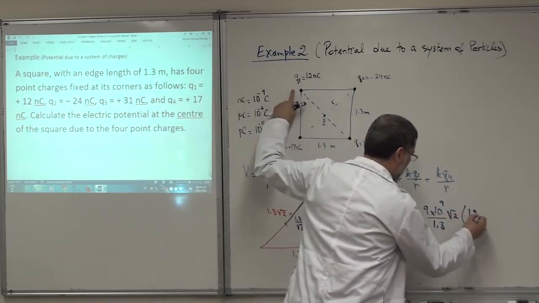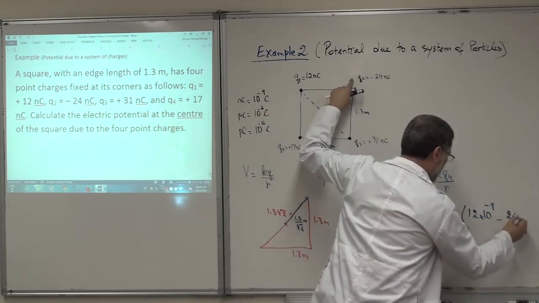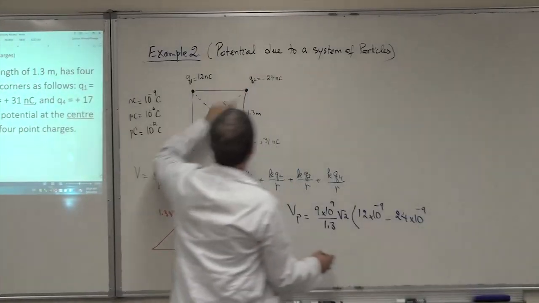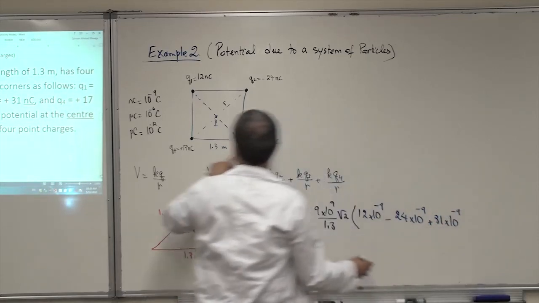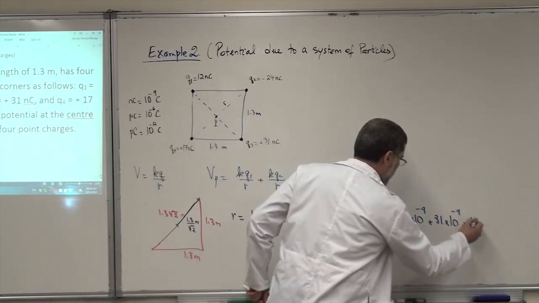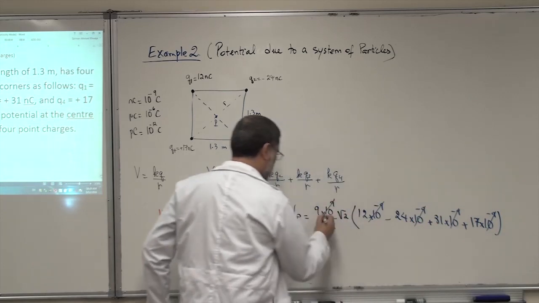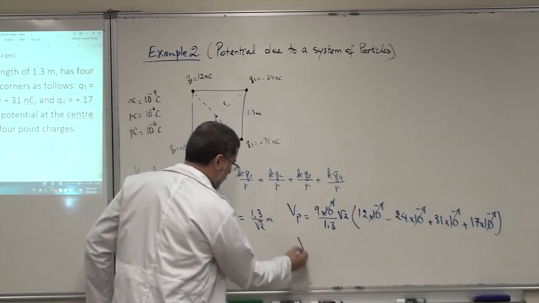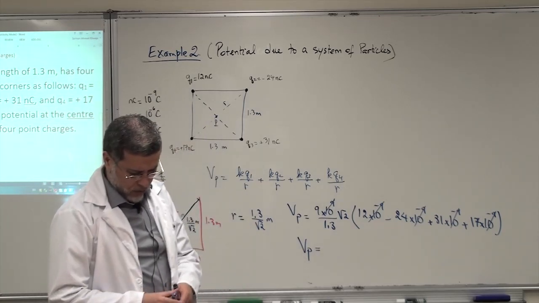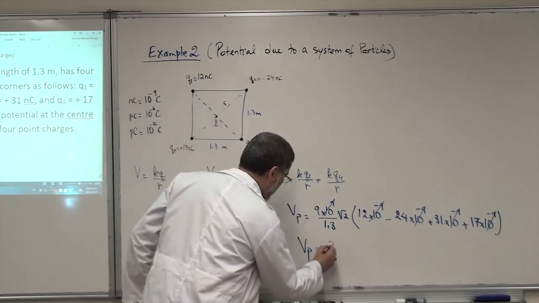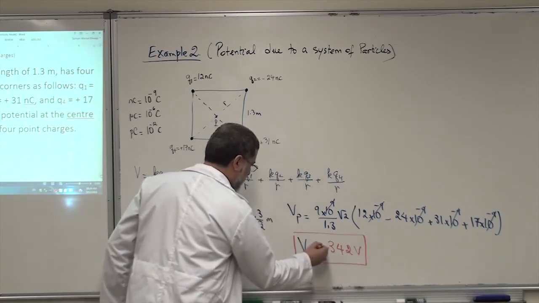Q1 is 12 times 10 to the power minus 9. Now Q2 is negative, minus 24 times 10 to the power minus 9. And then Q3 is positive, plus 31 times 10 to the power minus 9. Don't forget this minus 9. Plus 17 times 10 to the power minus 9. So this minus 9 cancels with the 9 here. If you do the calculation correctly, you end up with the potential equal to 342 volts. That's the potential at point P, and it is a positive potential.